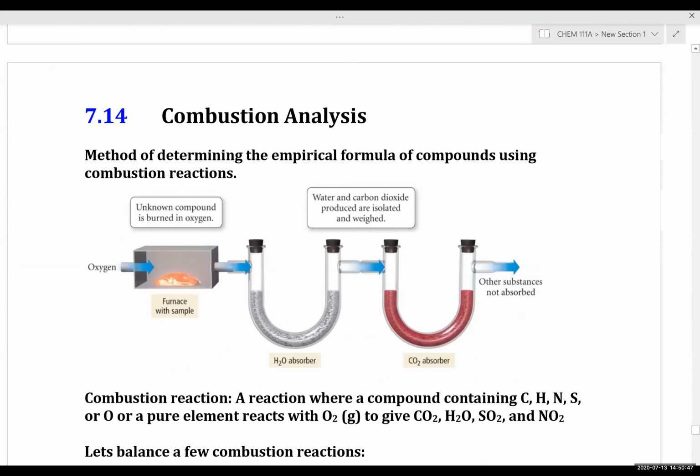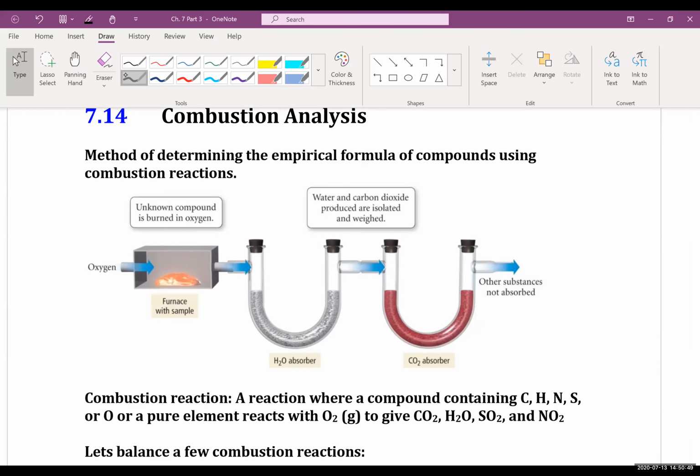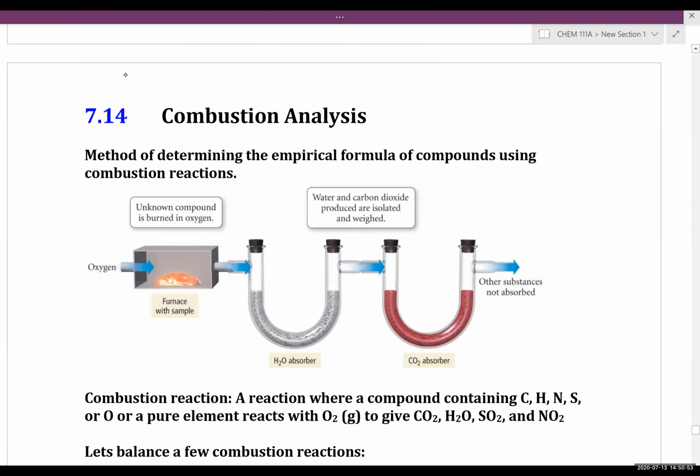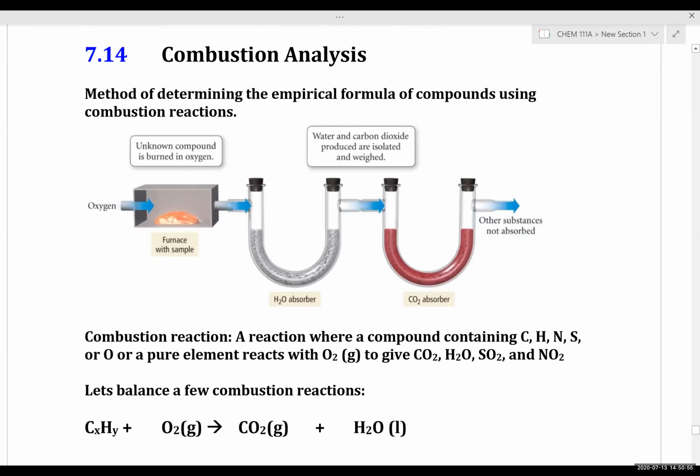And let's talk about combustion analysis. So this is a major tool that we have to determine empirical formulas and composition. And combustion analysis fundamentally is built on combustion reactions. So combustion analysis is a go-to method for determining the empirical formula of a compound using a combustion reaction.